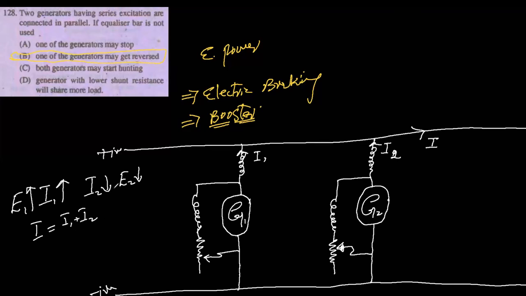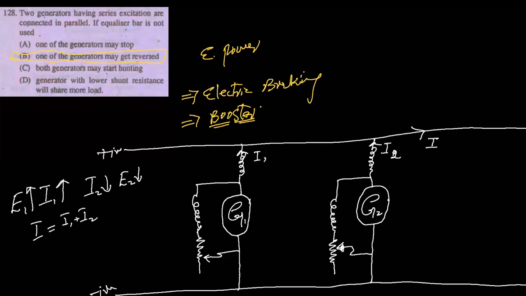Also, G2 excitation will decrease, and as excitation is decreased, its induced EMF will also decrease. Gradually, I1 will increase more, and I2 will decrease further. At the end, I2 will become reverse, due to which generator G2 acts as a load for G1. And this happens when there is no equalizer connection.